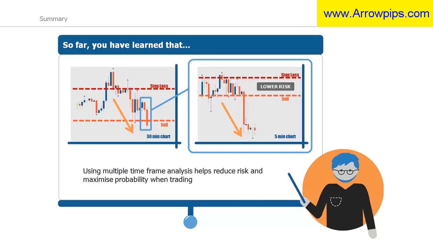Using multiple timeframe analysis helps reduce risk and maximize probability when trading. Following the trend on a higher timeframe, trading in the direction of that trend on the lower timeframe will likely produce higher probability trades in the long term. A stop loss on a 5-minute chart will be closer to the entry than it would be if you entered using the 30-minute chart alone, allowing you to reduce your stop size.